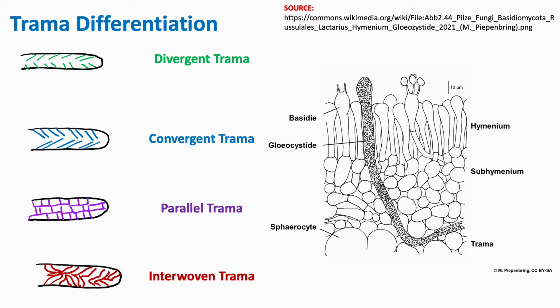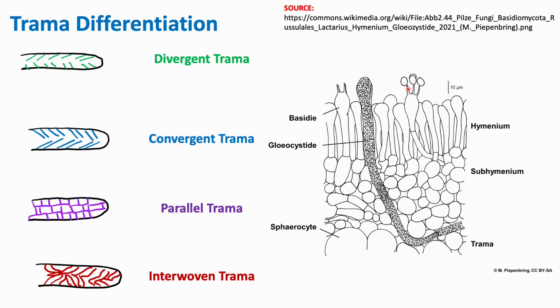When we are analyzing our basidiocarp, remember that we want to analyze the underneath of the pileus. So we want to analyze the underneath of the cap. The underneath of the cap is referred to as the hymenium. Remember, the hymenium is the most superficial layer. It contains the spore-bearing structures known as the basidia.